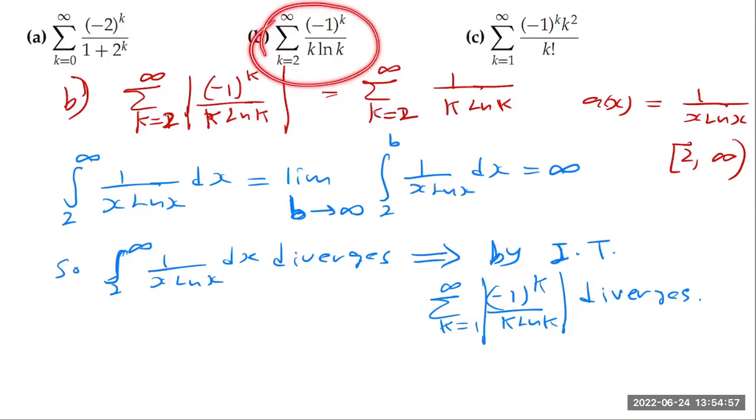If the original series converges, since the absolute value series diverges, we can conclude that it's a conditionally convergent series, right? So let's see whether this is a conditionally convergent series. For that, let's check whether this is convergent. If this is convergent, it is conditionally convergent. All right, to check that, notice that I'm going to view this as an alternating series.